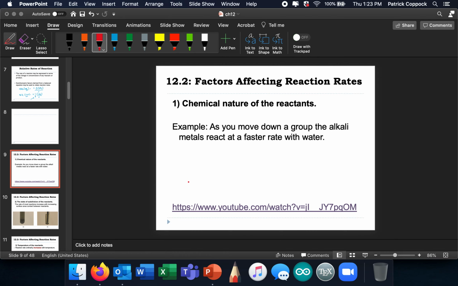For example, as you move down the alkali metals, and don't forget, if this is the periodic table, the alkali metals are here, right? We're going to look at lithium here, sodium right beneath it, and then potassium here. We're going to look at a nice video done by Scott Milam, who is going to show us that potassium burns the fastest of these 3.